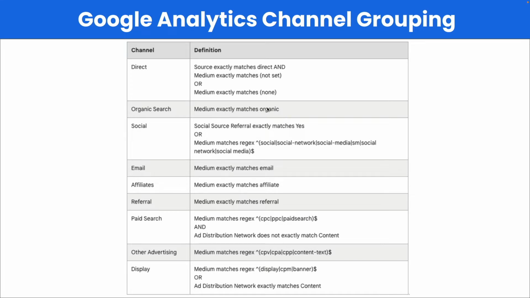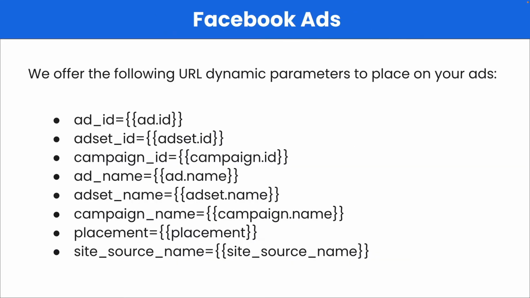So if we mess up the UTM parameter naming, it can be broken down into an incorrect category. That's why I pointed out that it is important to correctly name our UTM medium. For instance, for paid search, it is important to use CPC, PPC, or paid search to correctly attribute the data in Google Analytics. The same is true for other traffic sources like affiliates, email, social, and so on.